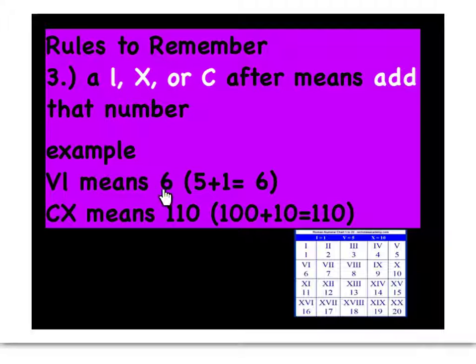Let's look at 6. We've kind of talked about this before. When we have 5 and the I is after, that means 5 plus 1, which is 6. Previously, we looked at 90. Let's see what it means when the X is after. So here we have 100, the X is after, we know that means 10, so we are going 100 plus 10 to get 110. Again, they're kind of like opposites.